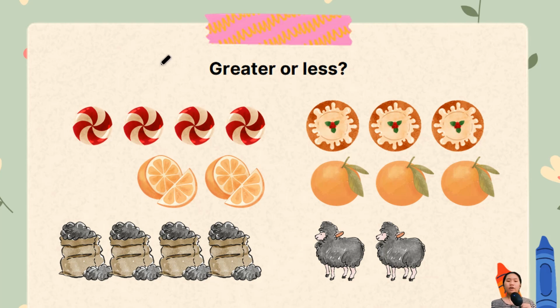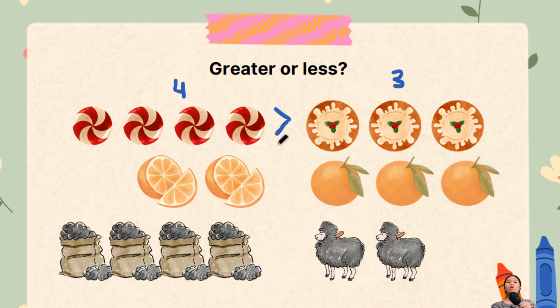Okay, now I have a bunch of candies. How many candies do I have? It's very easy. I have 4. How many bread do I have? This is bread with some soup inside of it, okay? So I have 3 bread. Now, is the amount of candy greater or less than the amount of bread? Well, the amount of candy is greater because 4 is bigger than 3.